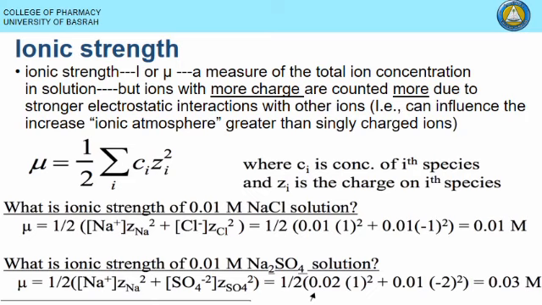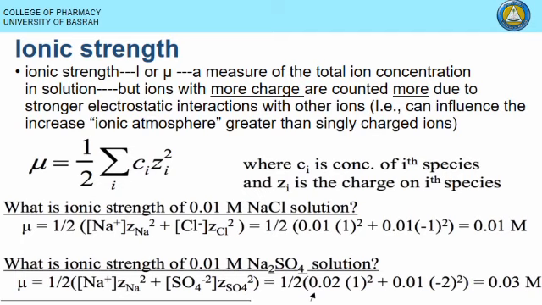The ionic strength, or mu, can be calculated using this equation: mu is equal to one half multiplied by the summation of the concentration of each ion multiplied by its charge squared. So if we take the example of 0.1 normal NaCl, how can we calculate the ionic strength of this molecule?